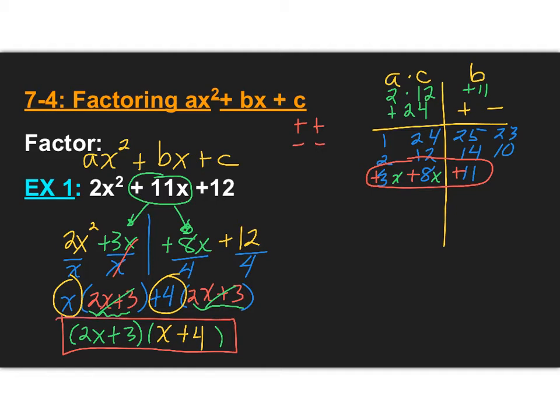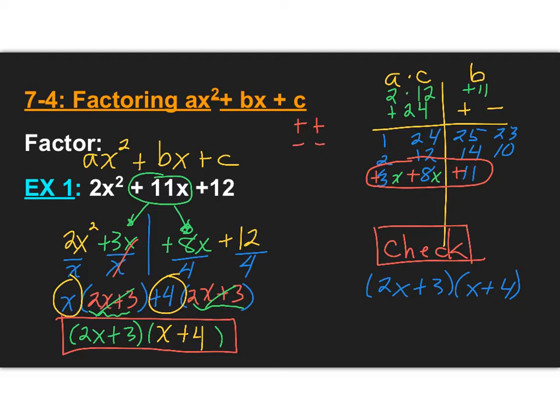So I'm going to prove to you that that's our answer by checking it. So here's our check. You don't have to do this with every problem, but I would especially do it whenever I'm taking a test, or, hey, how about the EOC? So I'm going to take the problem that we ended up with, 2x plus 3 times x plus 4. And I'm going to use double distribution. You could also use the box method. And I'm going to distribute.